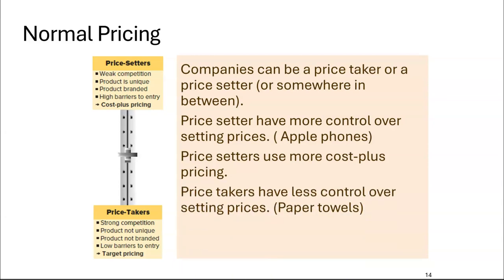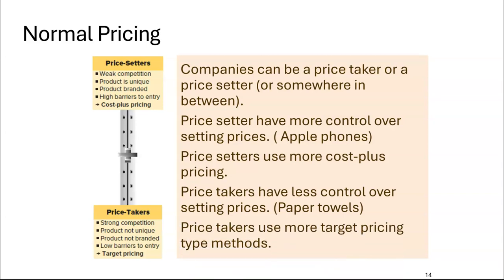Price takers have less control over setting prices. Their product tends to be more vanilla. There's low barriers to entry. The product is not unique, and there's strong competition. Because of that, we have to use target pricing, and in that case, what we do is set the price and work backwards to reduce our cost because we know if we sell it, we can only get so much. So it's a different approach.